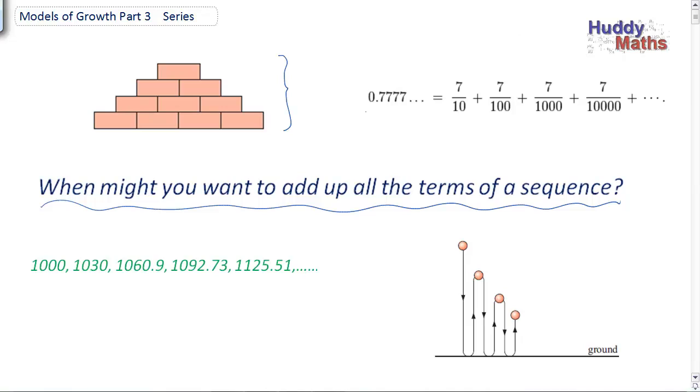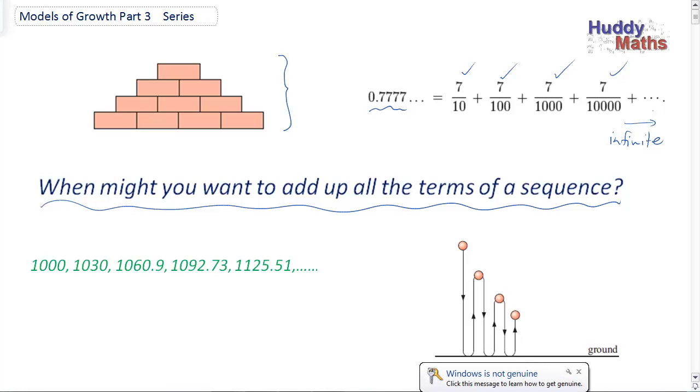Okay, and what about 0.7 recurring? This keeps going. It's a sequence of numbers. You would want to add up an infinite number of these fractions to come to the actual value of 0.7 recurring. Well, you can't actually do that. But can we estimate it mathematically?